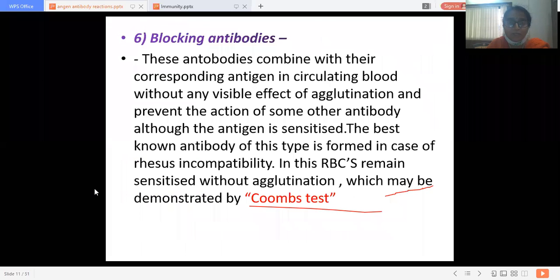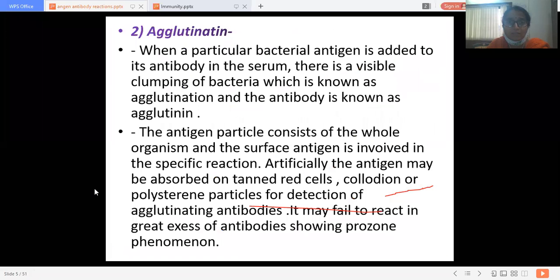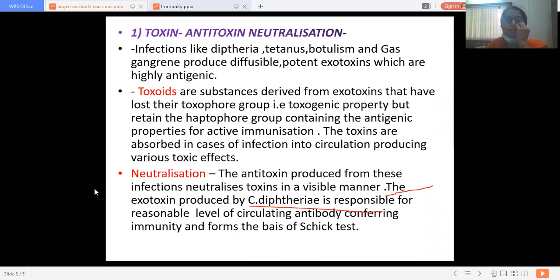So here we saw these reactions, starting from the first, the toxin-antitoxin neutralization reaction. Here the antitoxin produced by the infection neutralizes the toxic effect of the exotoxins. Toxoids are nothing but exotoxins, from the toxophore group.